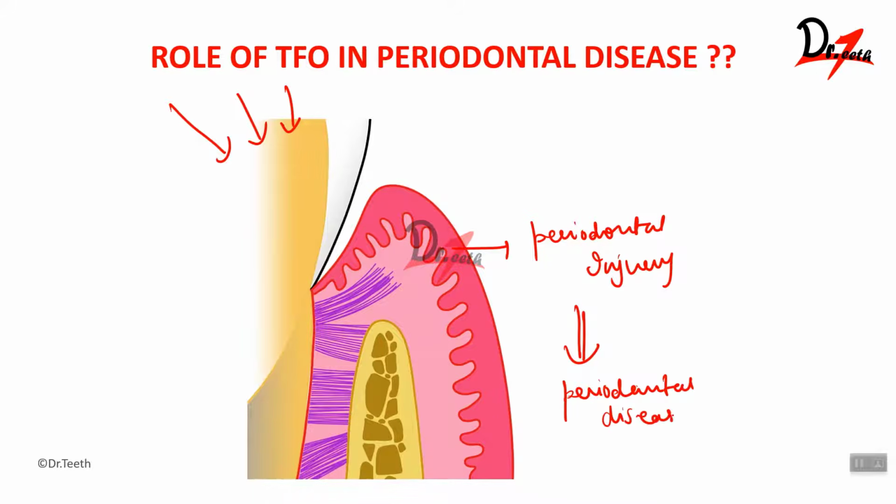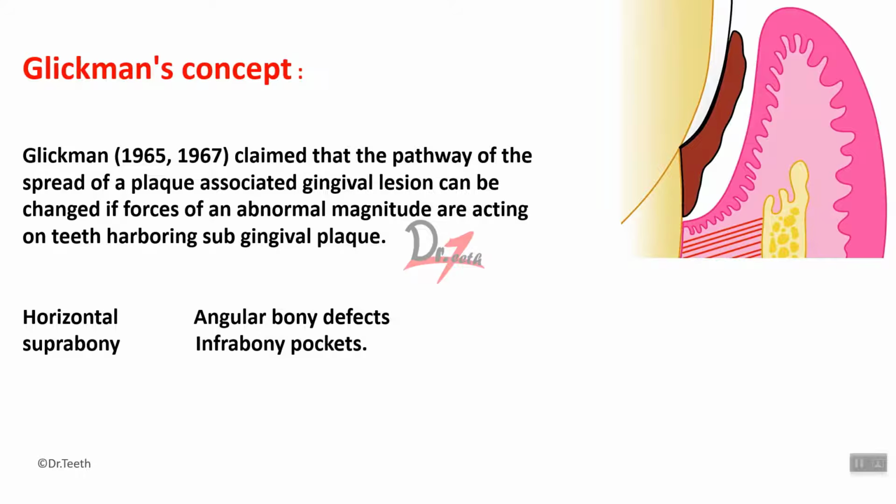So here we have two concepts that we need to understand. The first theory was put forth by Glickman and it's also called the Glickman's concept. It was given somewhere between 1965 and 67. And here Glickman claimed that the pathway of spread of plaque-associated gingival lesion can be changed if forces of abundant magnitude are acting on the teeth harboring the subgingival plaque.